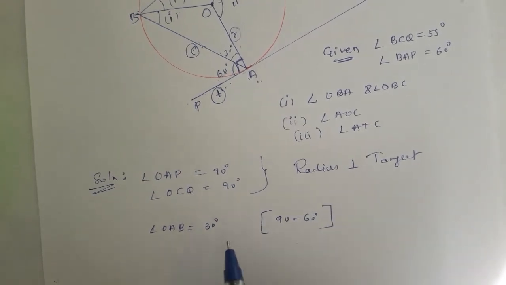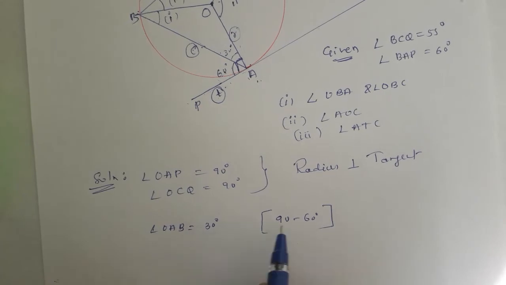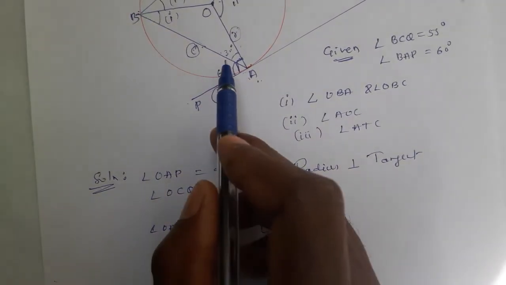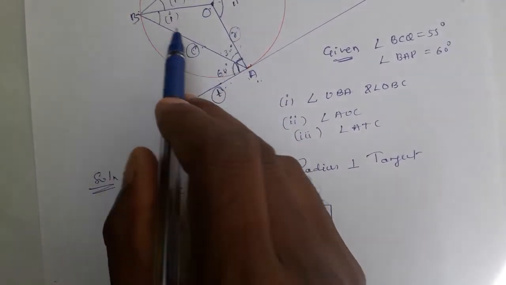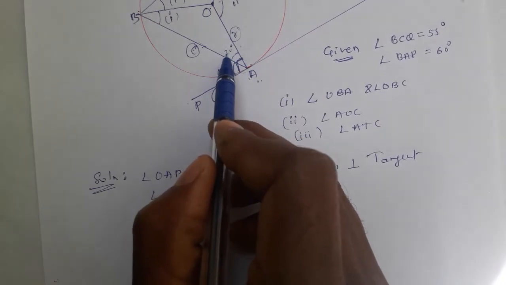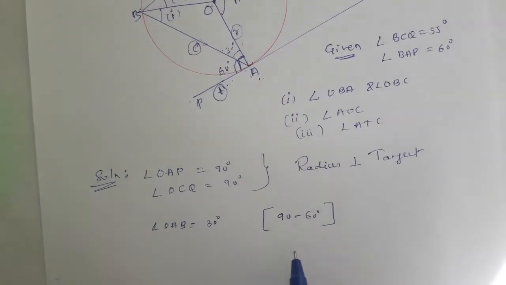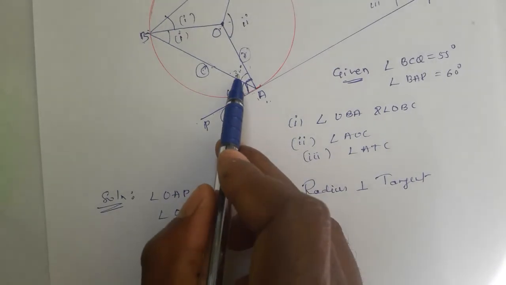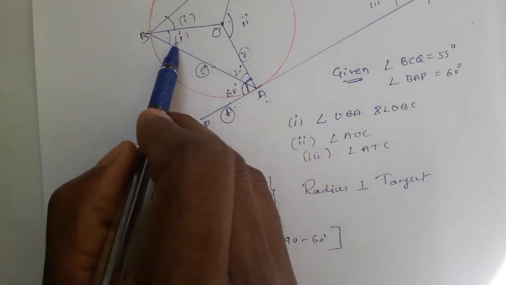The reason is, for this there is no theorem reason, just you write in what way you found. This angle OAB is what? 30 degree. How did you get this 30 degree? 90 minus 60. Okay, if this is 30 degree, even this is also 30 degree.